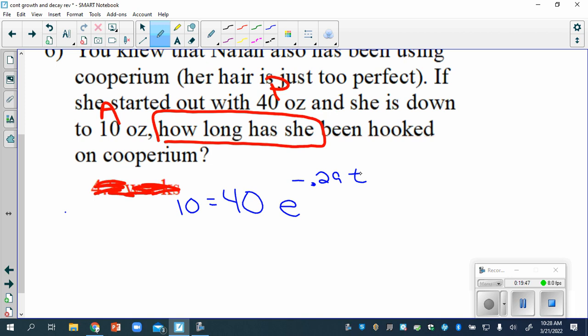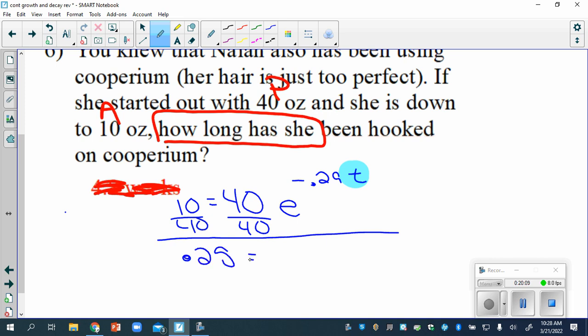Because my problem is looking for this guy in the exponent, I know I'm going to use logs. That's the whole point, is to bring stuff out of the attic. So here's the first thing I'm going to do. I don't like the 40. I'm going to get rid of him. So what I'm going to get is 0.25 equals e to the negative 0.29t. I don't love decimals, but I'm not that scared of them because my calculator's doing it.